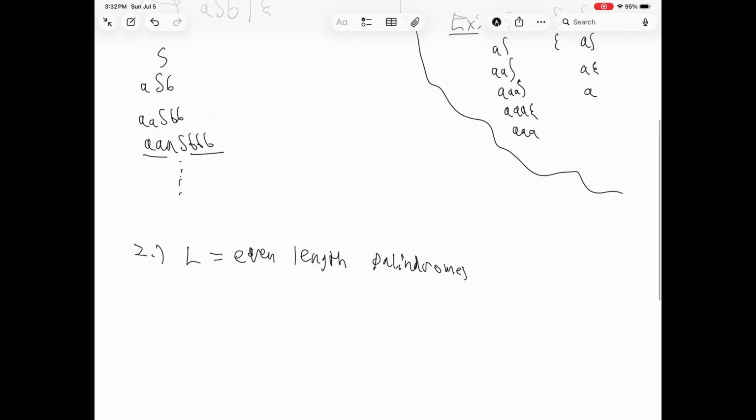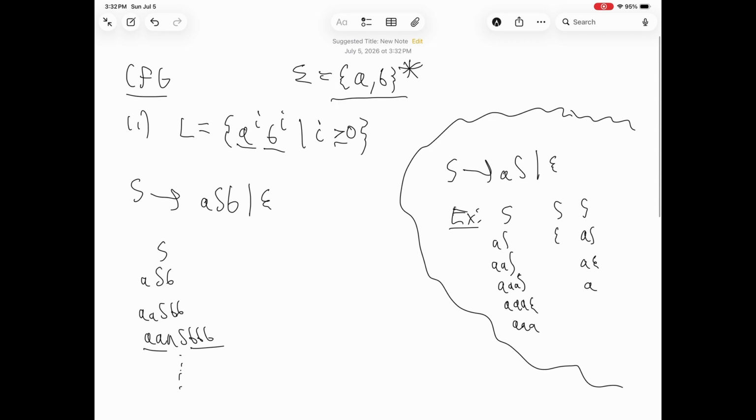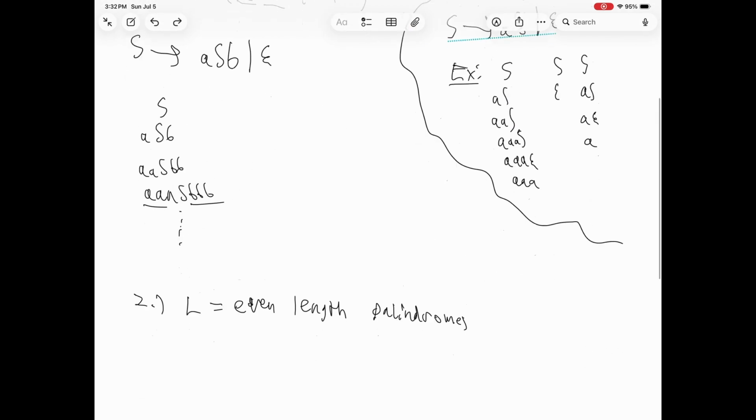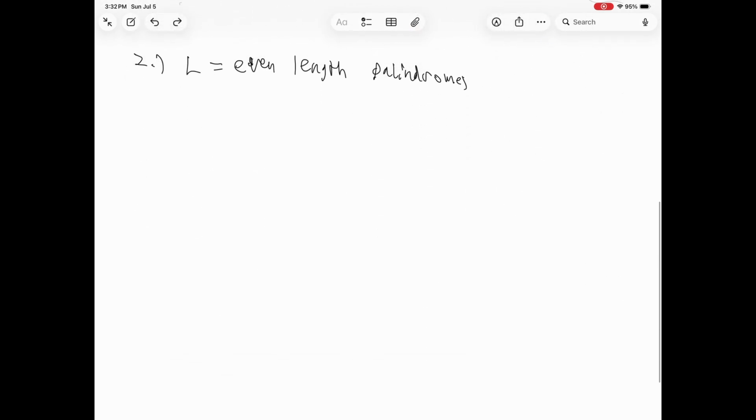All right, let's go with the second problem. The second problem is the language of even length palindromes. Before we start, one thing: this is for A's and B's. That is our alphabet.